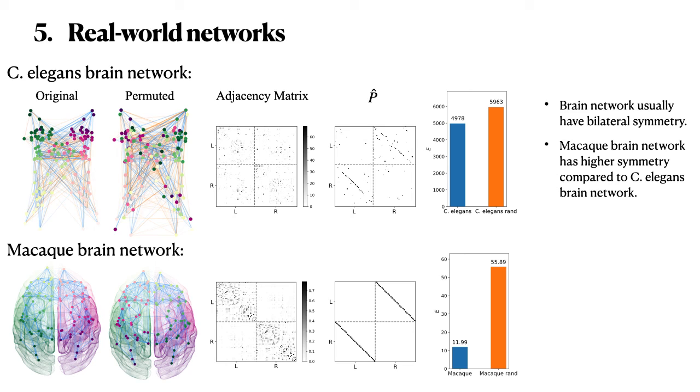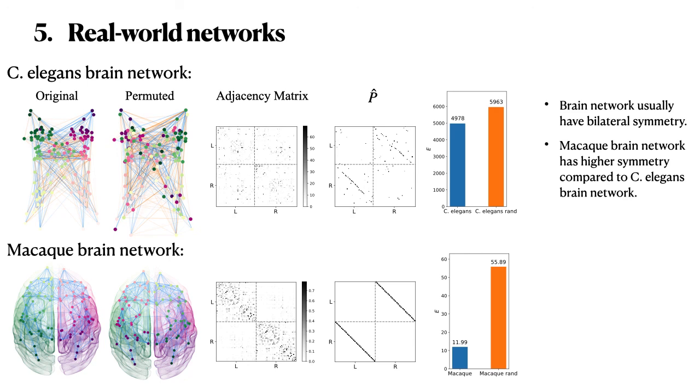At last, we applied our measure to some real-world networks. The first one is the C. elegans brain network, whose nodes are colored based on which hemisphere they belong to, and we can see that after the node permutation, most of the nodes are permuted to the opposite hemisphere. On top of that, a lot of nodes are actually permuted to their counterparts in the other hemisphere, represented by the non-zero elements on the diagonals of the diagonal 2 blocks in the P matrix.